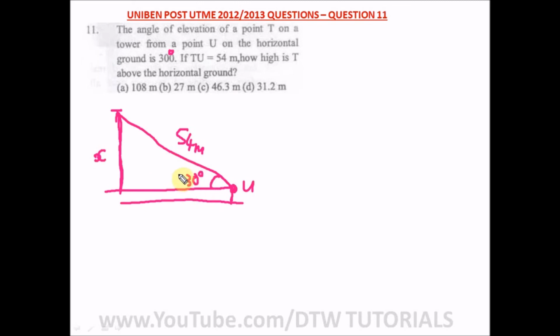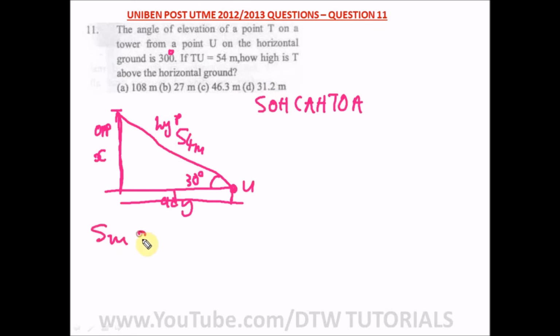Remember, here we have 30 degrees. So this is our opposite, this is definitely our hypotenuse, and this is our adjacent. So we're looking for our opposite. Simply, we're just going to use sine, since we know our opposite and hypotenuse, and what relates the opposite and hypotenuse is your sine theta. So we're going to have sine 30 degrees equal to x over 54. Okay, so x is equal to sine 30 times 54.